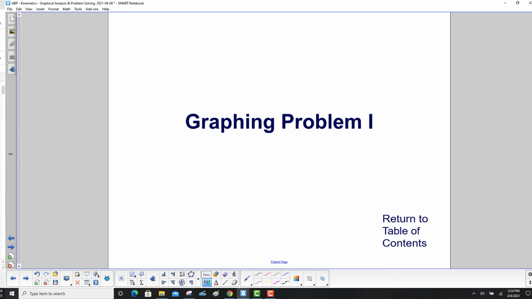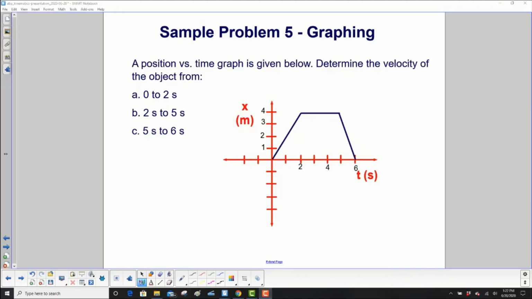Graphing Problem 1. A position versus time graph is given below. Determine the velocity of the object from 0 to 2 seconds, 2 seconds to 5 seconds, and 5 seconds to 6 seconds. This is such a common problem in physics. You'll see graphs like this all the time and finding different things with them depending on what's on the axes.